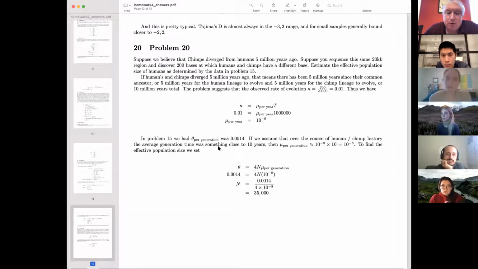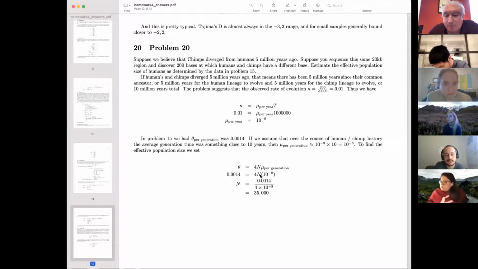So we know the per generation mutation rate is probably bigger than this, but maybe it's 10 times bigger, maybe it's 20 times bigger, something on that order. So I'm going to use my estimate of the per generation mutation rate to be 10 to the minus 9th times 10. This is a convenient number, giving me 10 to the minus 8th. And then we did it exactly the same way. Theta equals 4N mu per generation. I have a little bit bigger value of theta than you did, but that's still 4N times 10 to the minus 8th. I then divide and I get N is equal to 35,000-ish.